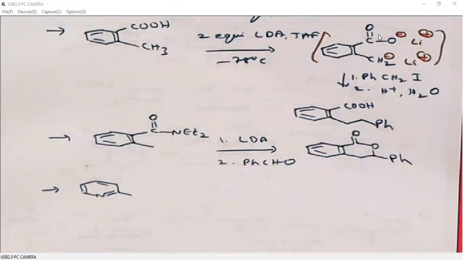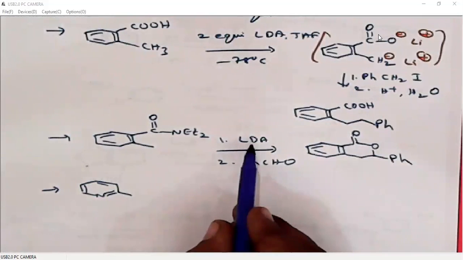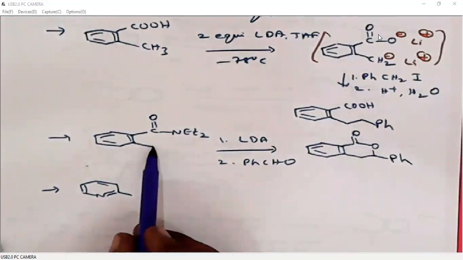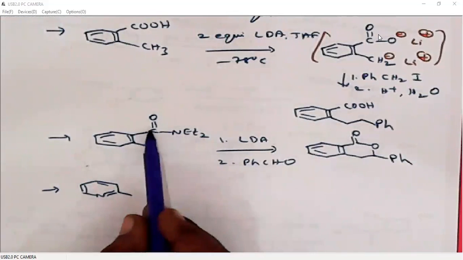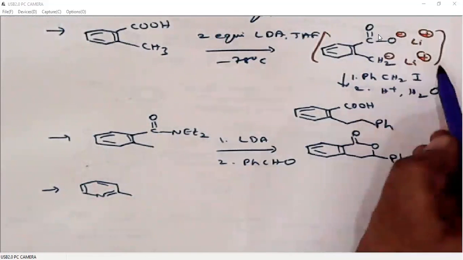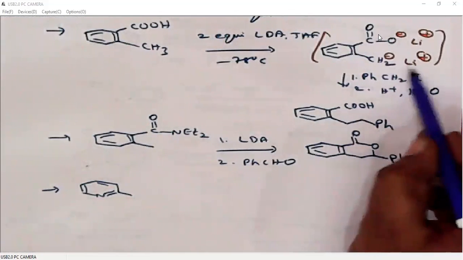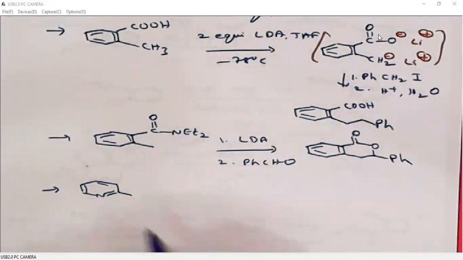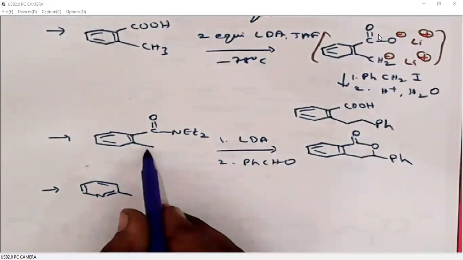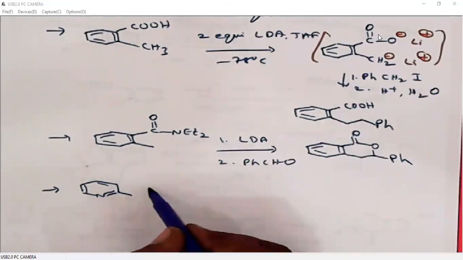So this reactivity is simple abstraction of acidic protons. LDA is a strong base. The benzylic position is acidic in nature. At the same time, we also have a coordinating group which can coordinate with lithium. So these oxygens will coordinate with lithium, so they can stabilize this anion here. So that is why lithiation at the benzylic position is very easy in these cases.